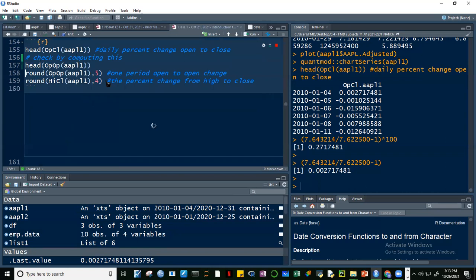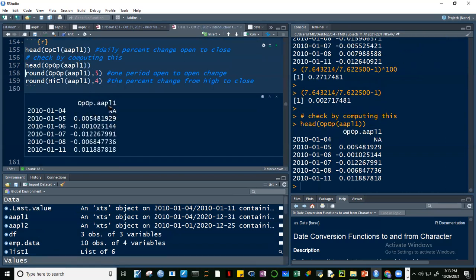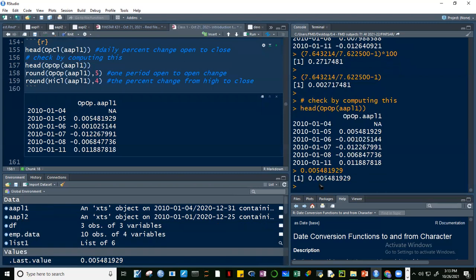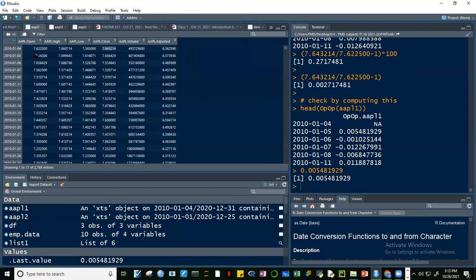Okay, so let me run this, and we have NA. Okay, NA because this has no previous opening, and then we have here 0.00548. So let me just copy this. Control C. Okay, so that's 0.00548. Let's check, guys. Let's check if this is correct. So take note, guys, there will be no percentage change as regards January 4 because it does not have any previous value.